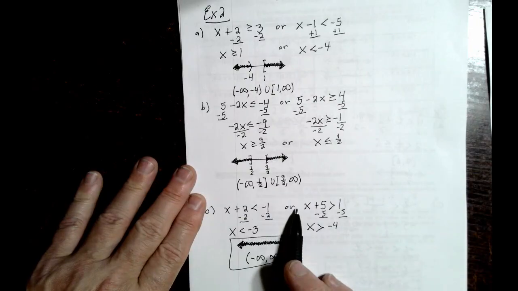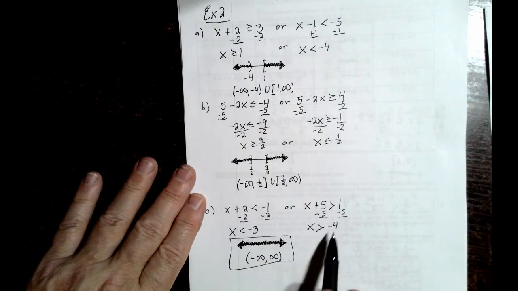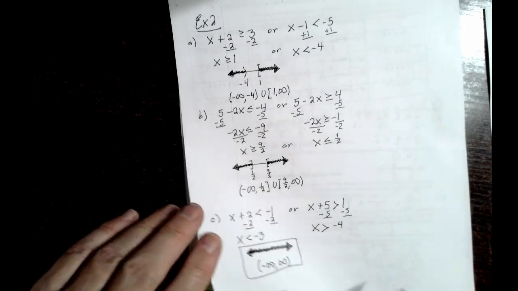Alright, so this is an OR. Again, you're going to say less than negative 3 and greater than negative 4. So greater than negative 4 and less than negative 3 includes everything on the entire number line. So it's all real numbers.